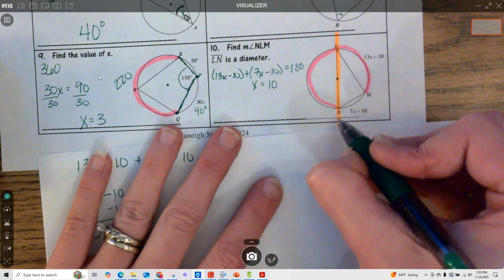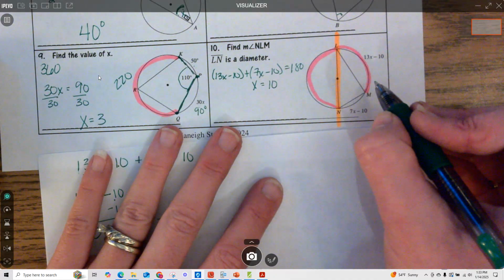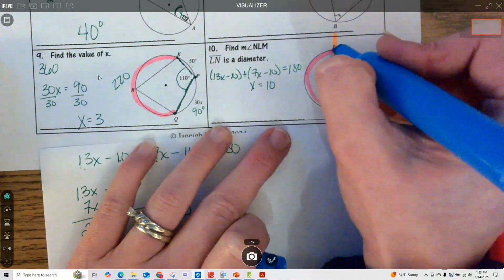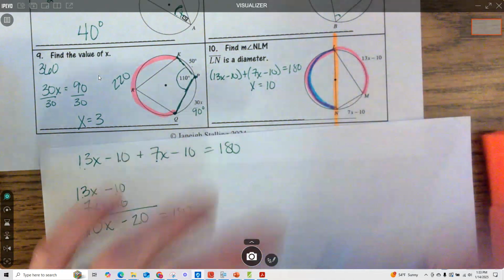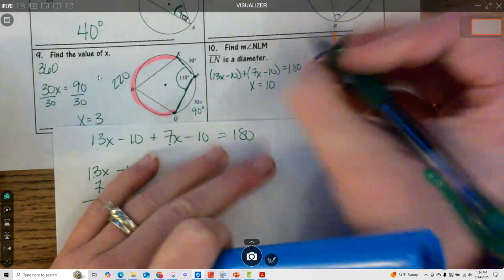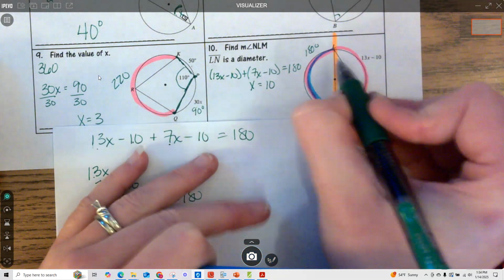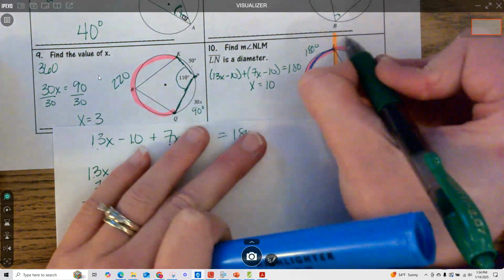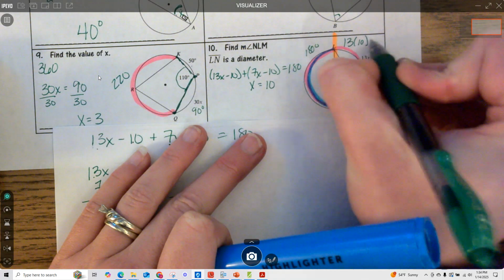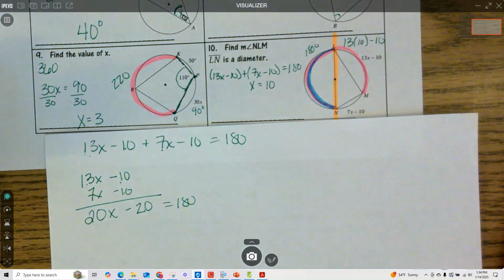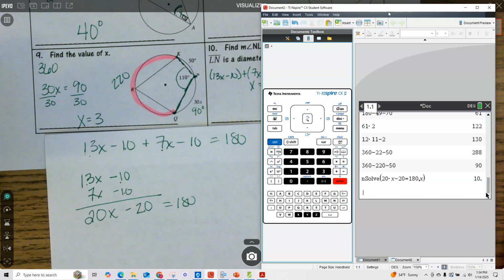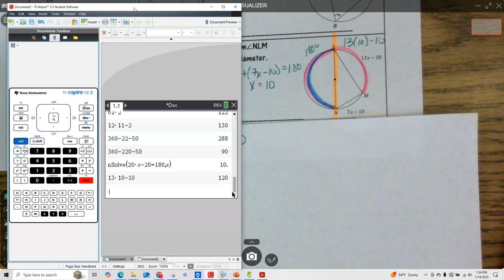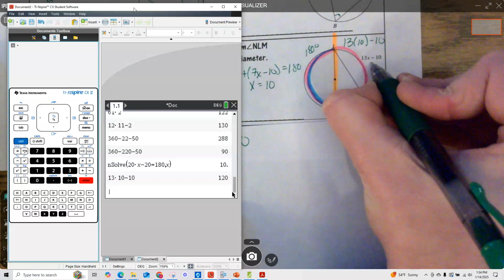All right. I'm trying to find that pink. What does this piece measure? 180. Okay, so I know this much is 180. How would I find this other pink piece? You could plug the 10 in for the x. Okay, so 13 times 10 minus 10. And that one's going to be 120.